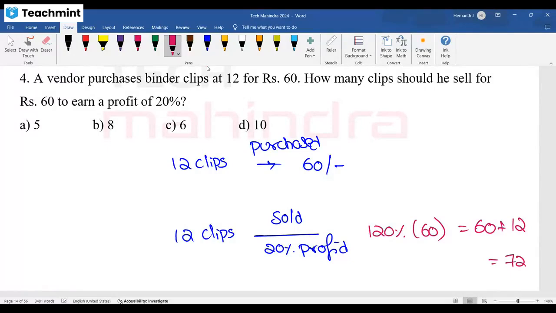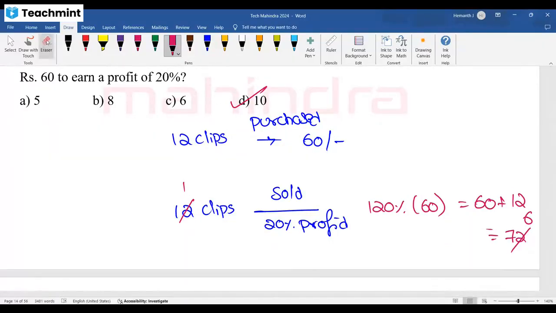Okay. Now 12 clips sold for 72. One clip is 6 rupees. How many you can sell for 60 is 10 clips. Guys, now to get 20% profit, 12 clips should be sold for 72, but for 60 rupees, 10 clips should be sold. 10 clips for 60. Right, so option D.